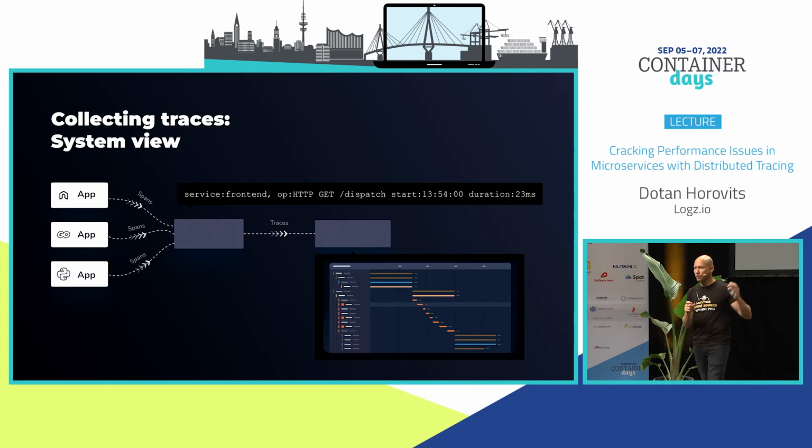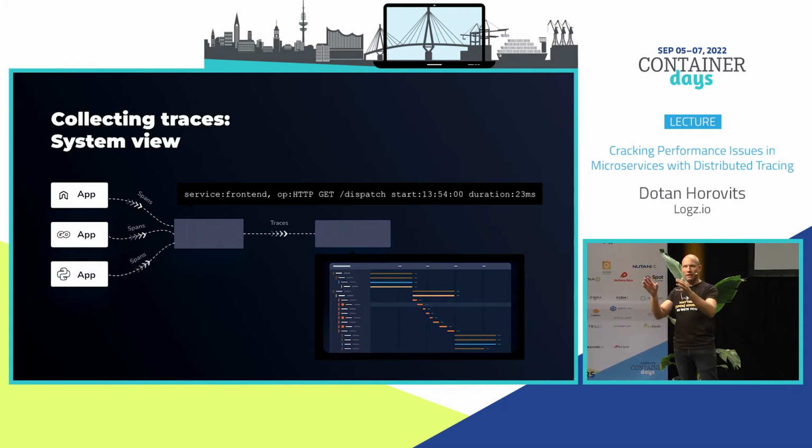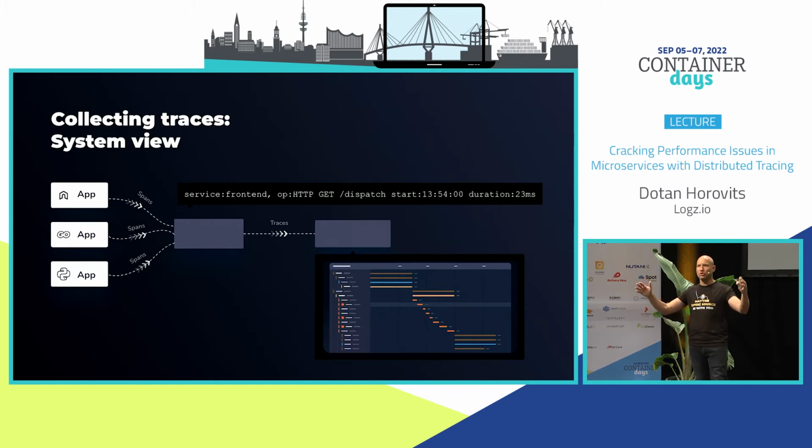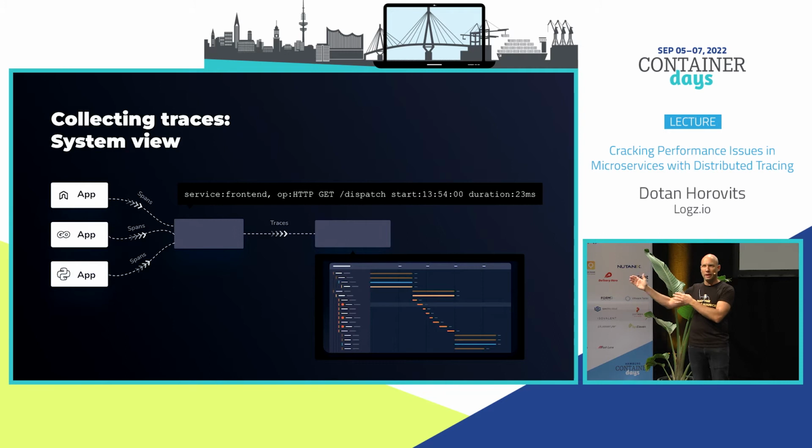You have an illustration here that logically shows the service name, the operation, the front end, the HTTP GET /dispatch, timestamp, duration, and so on. And that is sent to an agent or a collector that collects all the spans, reconstructs the trace based on the causality, and sends it off to the backend for analytics, for analysis and visualization, and so on.